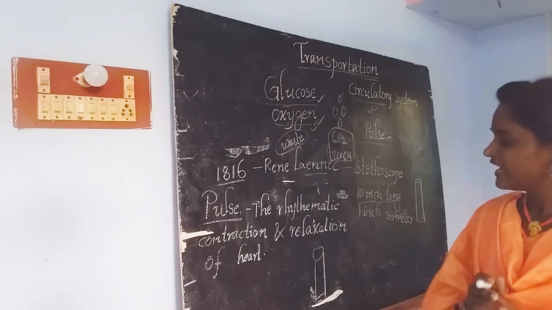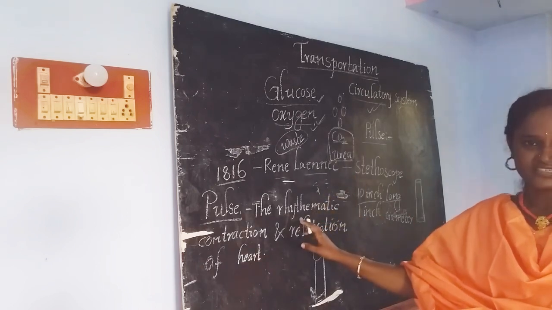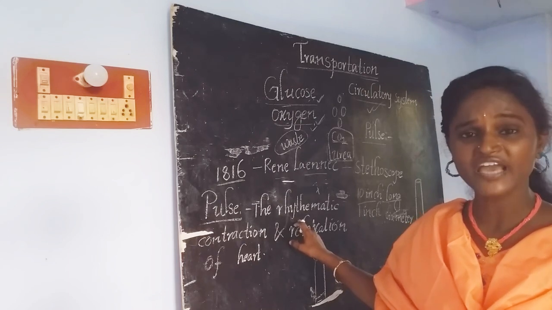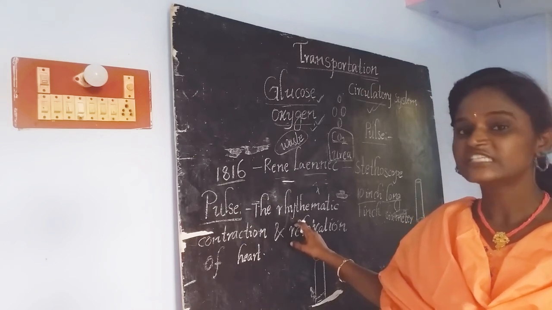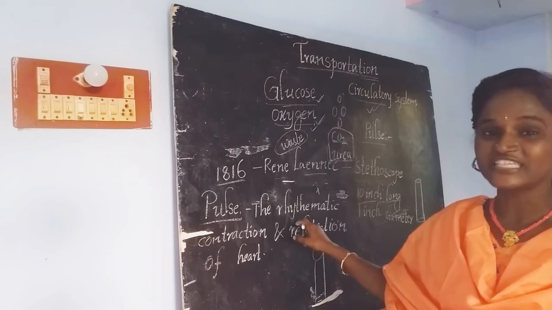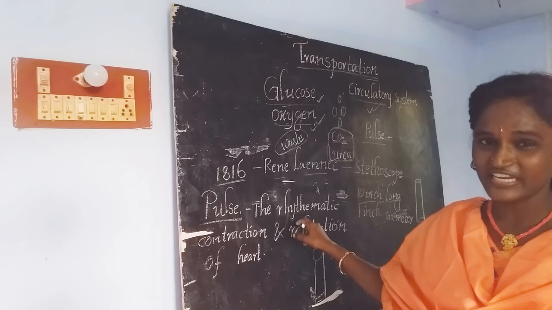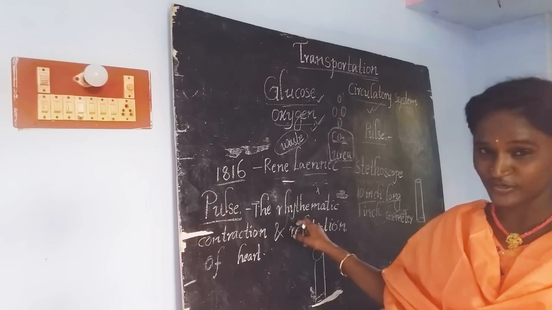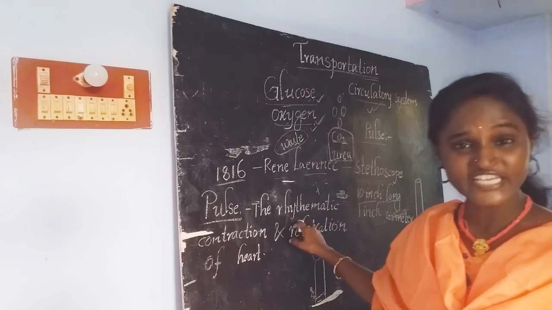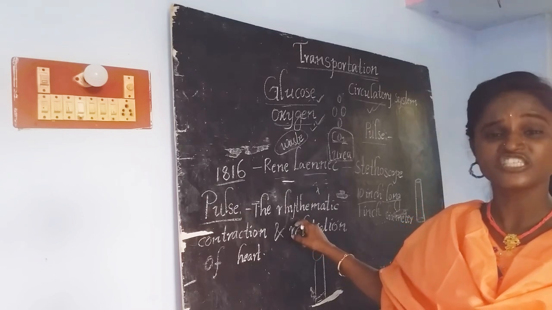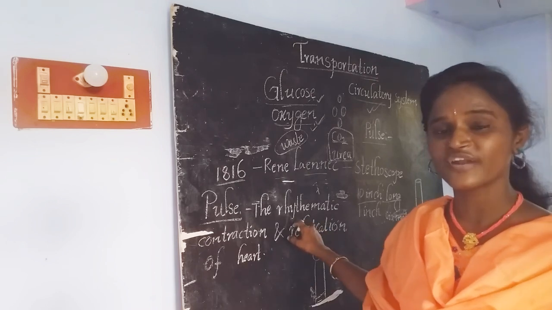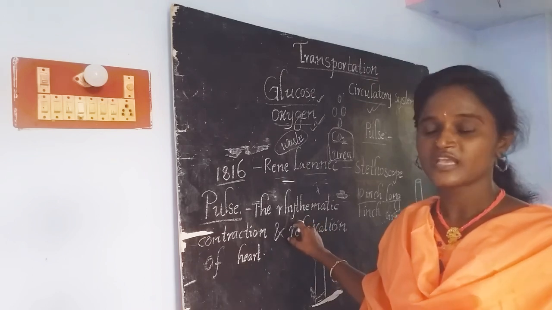And the pulse rate is not the same for each and every person. It may vary from person to person. Depending on the work and age, the pulse rate varies. For infants, one type of pulse rate. For old age people, another type. For adults, another type. For teenage people, another type. Like that, it may vary from one age group to another age group.